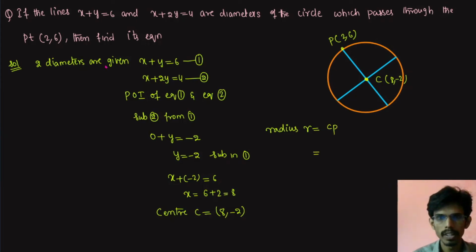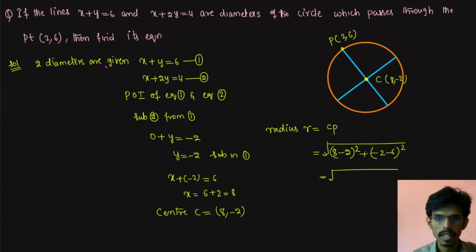Let us find out the distance between 2 points using the two-point formula. Under root, 8 minus 2 whole square plus minus 2 minus 6 whole square. 8 minus 2 is 6, 6 square is 36, minus 2 minus 6 will be minus 8, minus 8 square will be 64, plus 64. So this will become 100. Root 100 value will be 10. So I got the radius as 10.